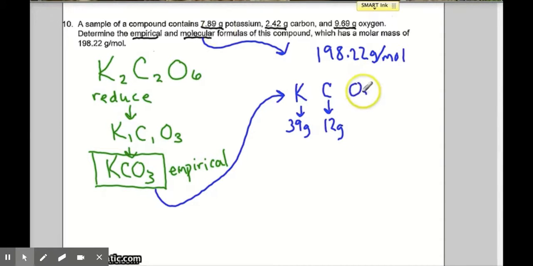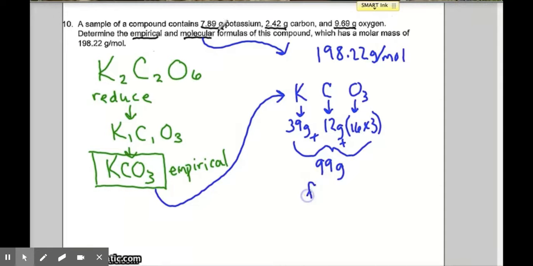Basically, oxygen, since there's 3 of them, we would do 3 times 16. Okay, so you would add these all up, 39 plus 12 plus 16 times 3, and that will give you 99 grams. So that's our formula weight. That's what we have in our empirical formula. And I don't know if I've said this before, but the empirical formula is your most simple form of the formula.